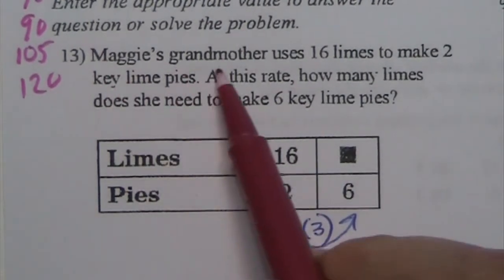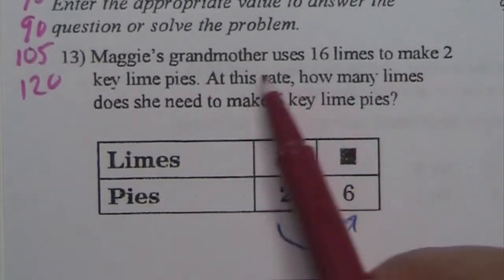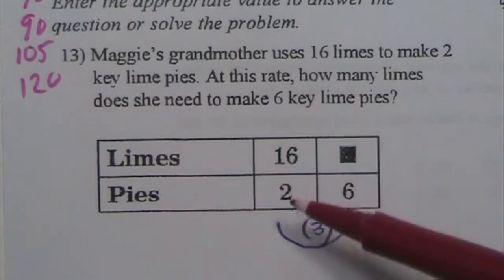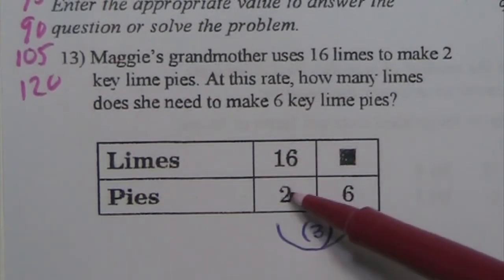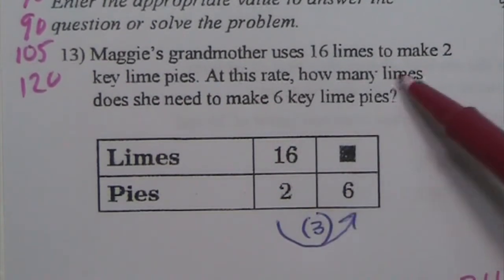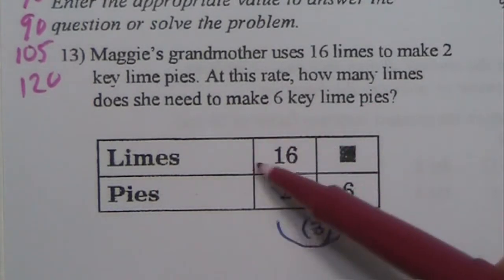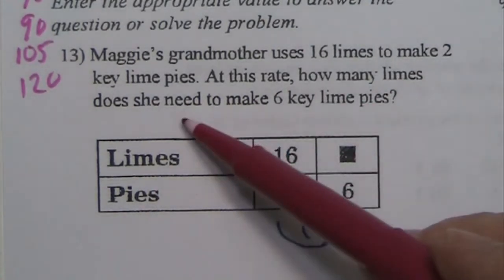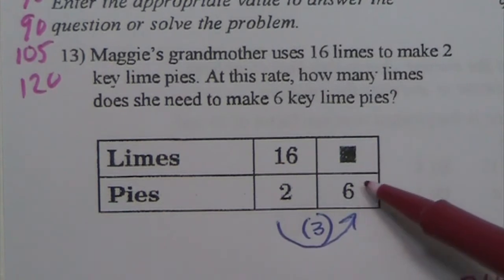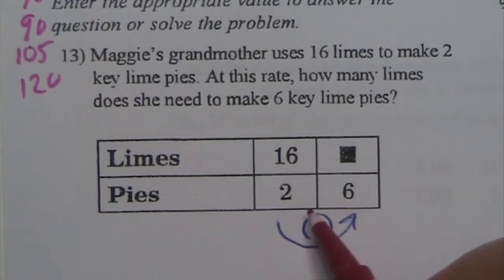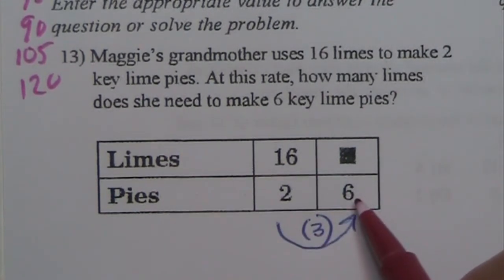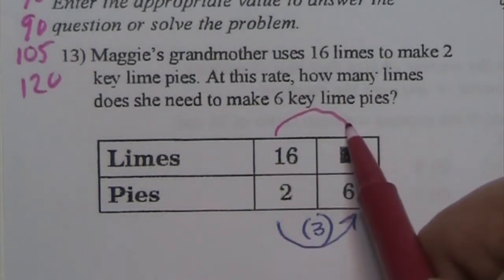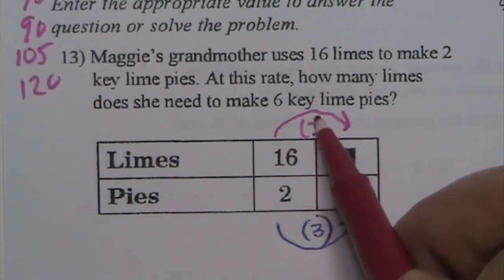Okay, number 13. Maggie's grandmother uses 16 limes to make 2 key lime pies. 16 limes, 2 pies. At this rate, how many limes does she need to make 6 pies? 6 pies. Well, 2 times 3 is 6. So all I have to do is multiply by 3.